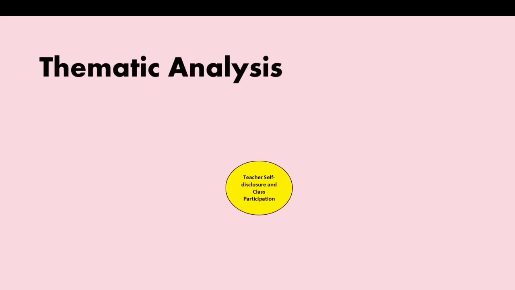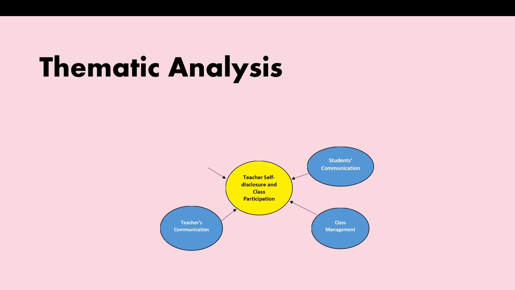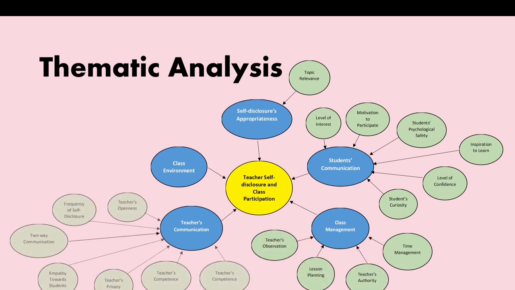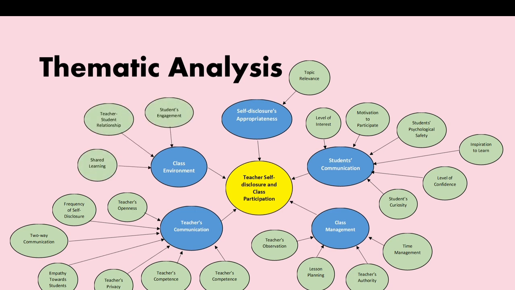A detailed thematic analysis was run on the interview data, which returned with 5 themes, which are students' communication, class management, teachers' communication, class environment, and self-disclosure's appropriateness. Each of the themes have their respective labels or patterns that were evident and recurring in each of the informant's data.